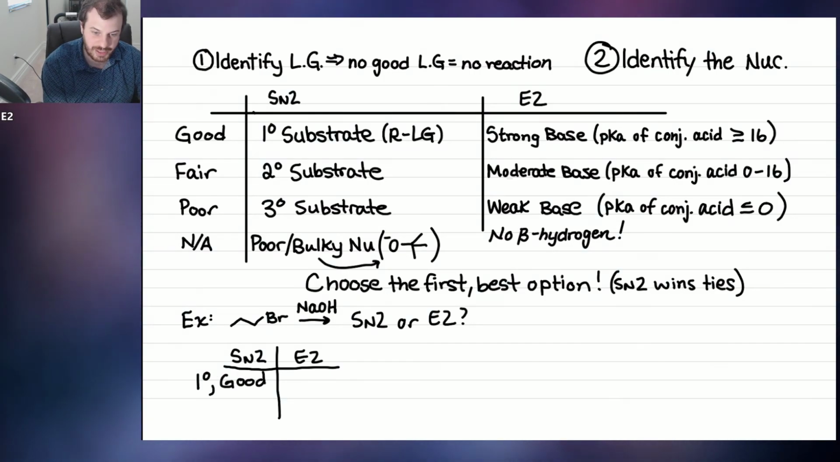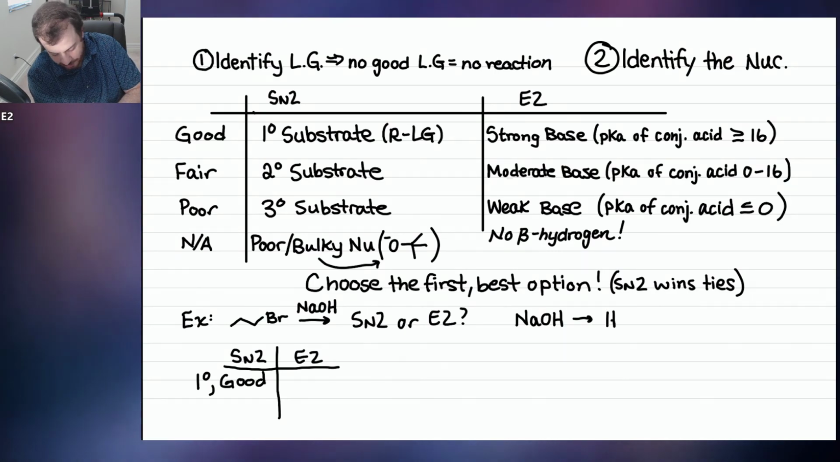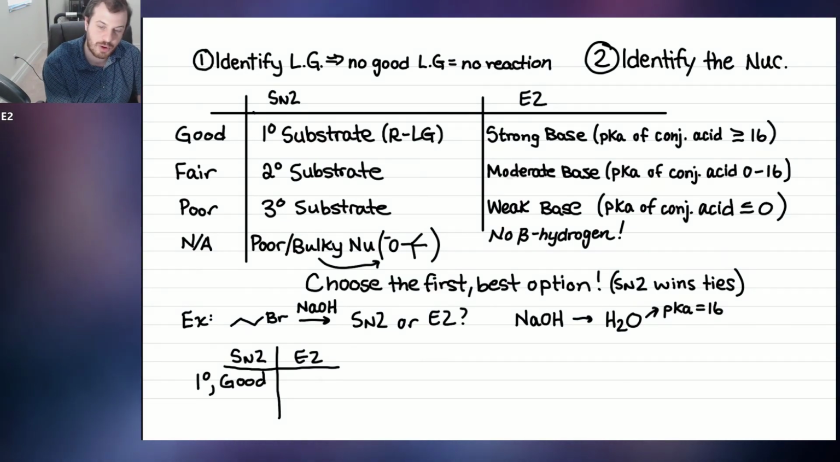Okay, now it's time for E2. For E2, we need to look at the conjugate acid of our base, or our nucleophile. So NaOH. What's the conjugate acid of NaOH? It's H2O, right? If OH minus gains a proton, it becomes H2O. The conjugate acid has a pKa equal to 16. Use your pKa table and you'll see that H2O has a pKa of 16. A pKa of 16 or greater is considered a strong base.